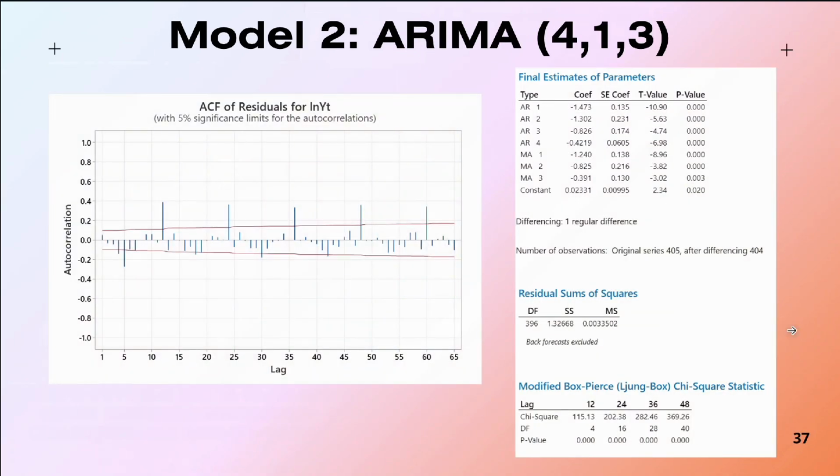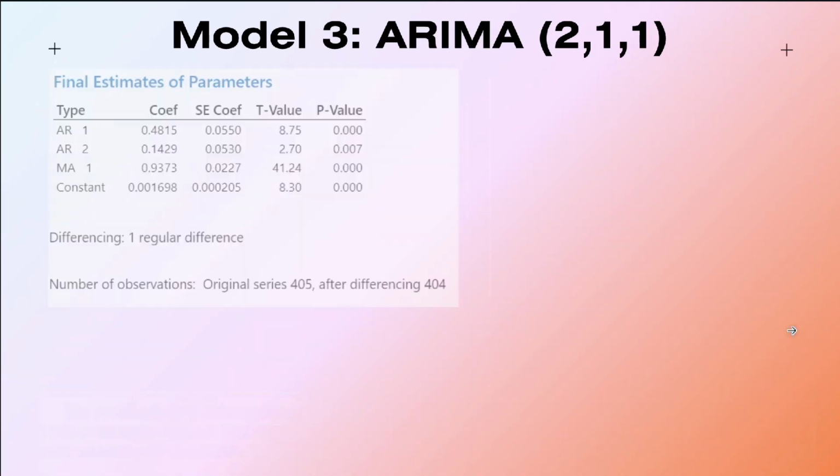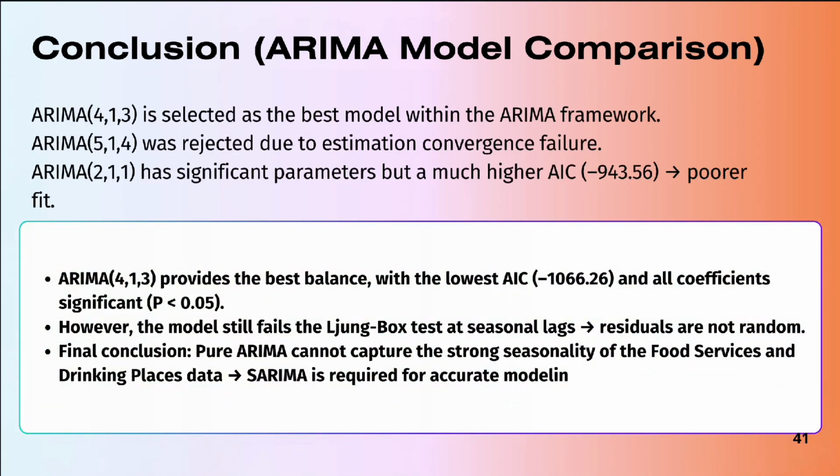Moving to ARIMA 413, it is our top choice because it has the lowest AIC, and all the AR and MA parameters are statistically significant, with p-values close to 0. However, the Ljung-Box test still has a p-value of 0.0 at the seasonal lag, meaning the residuals are not random. The last one we compare is ARIMA 211. As you can see, ARIMA 413 provides the best balance with the lowest AIC, and all coefficients are significant, with p-values smaller than 0.05. However, the model still fails the Ljung-Box test at the seasonal lag; the residuals are not random. So I suggest that plain ARIMA cannot capture the strong seasonality in the food service and drinking places data. So seasonal ARIMA is required for accurate modeling.